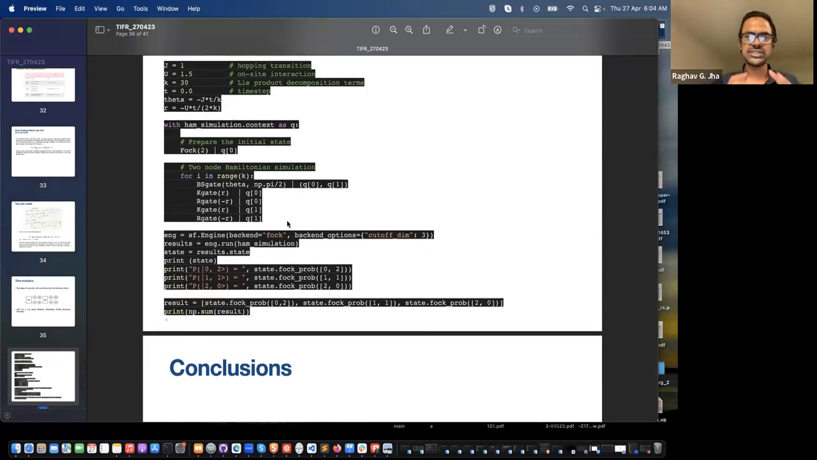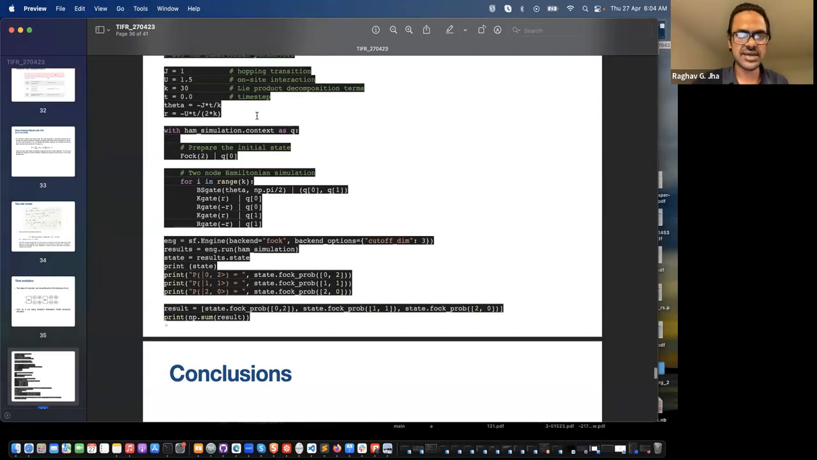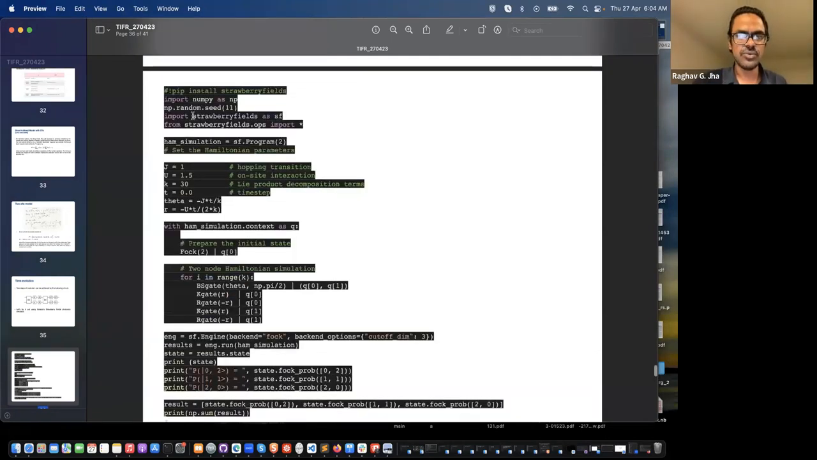So this is the way we use Strawberry Fields, which is mentioned here, to do these sorts of computations using Q modes. And this is what we are looking into right now with some different models. How can we understand continuous variable quantum computation?